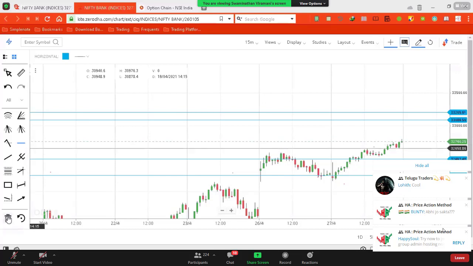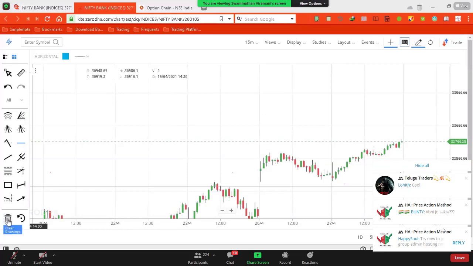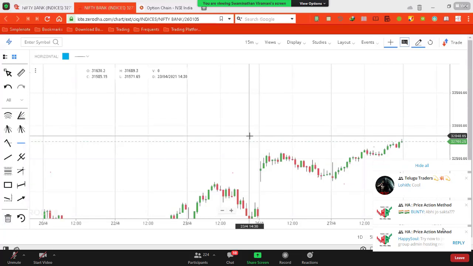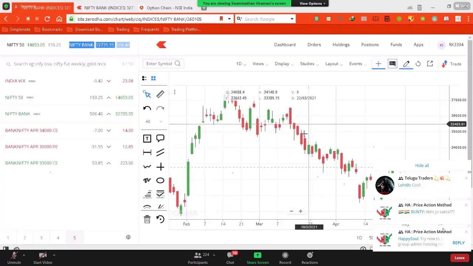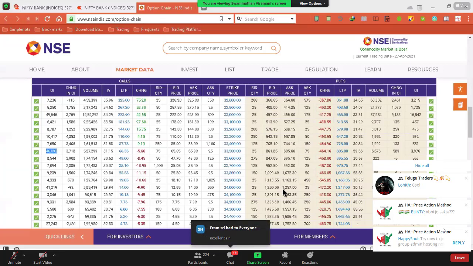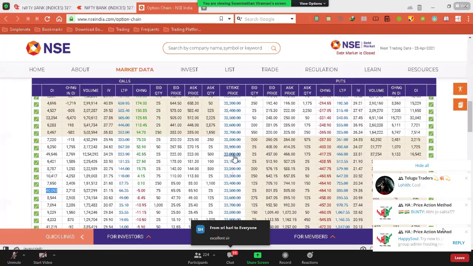These are the two methods I use to mark support and resistance levels, but I don't mark them on the spot chart. I mark them on the option chart. Let us say that I have two levels here, 33,000 is my first level, and then the second level is 33,500.